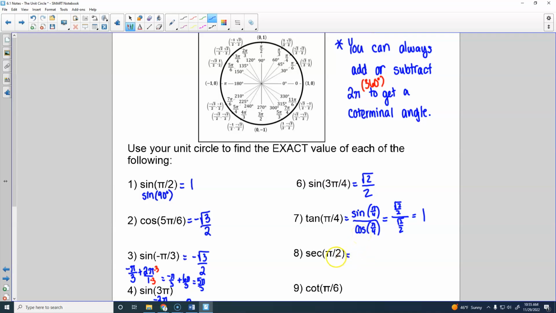Okay? Secant is 1 over cosine of pi over 2. Pi over 2 is on the unit circle. That makes it a little easier. Okay? So, I go here. What is cosine of pi over 2? Is not. Because friends do not let friends divide by 0. It's undefined. 0 on the bottom is undefined.